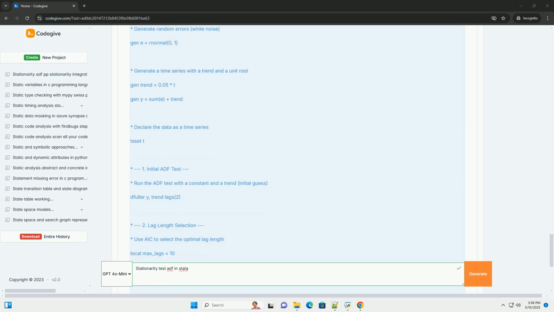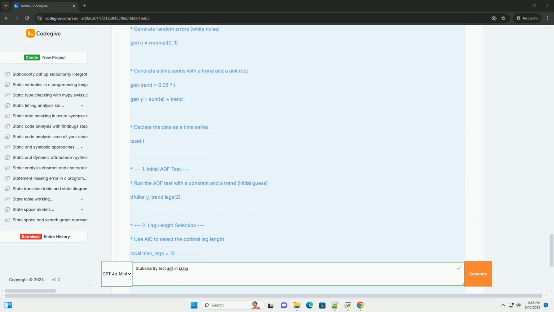3. Implementing the ADF test in Stata. Stata has built-in commands to perform the ADF test. The primary command is dfuller. Syntax. Variable, the name of the time series variable you want to test. Options, various options to control the test. The most important are noconstant, which suppresses the constant term, drift, in the test regression. Use this if you believe there's no drift.